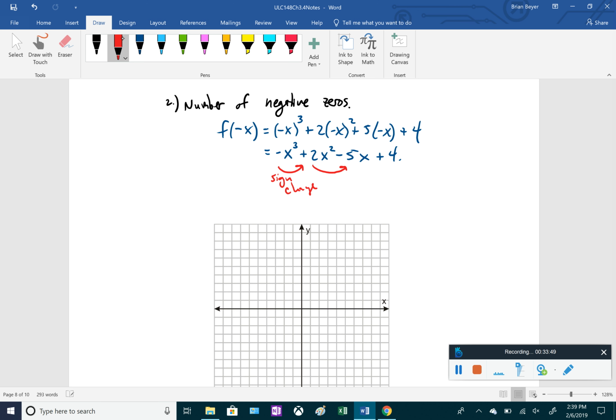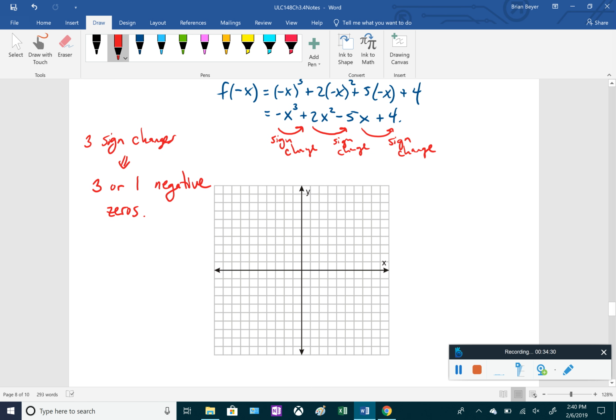It goes from positive to negative, another sign change. And then it goes from negative to positive. So there are 3 sign changes. This means there are 3, or less than that by an even integer. So essentially just keep subtracting 2. 3 minus 2 is 1. So 3 or 1 negative zeros. And we don't subtract another 2 because that would make it negative, which wouldn't make sense.